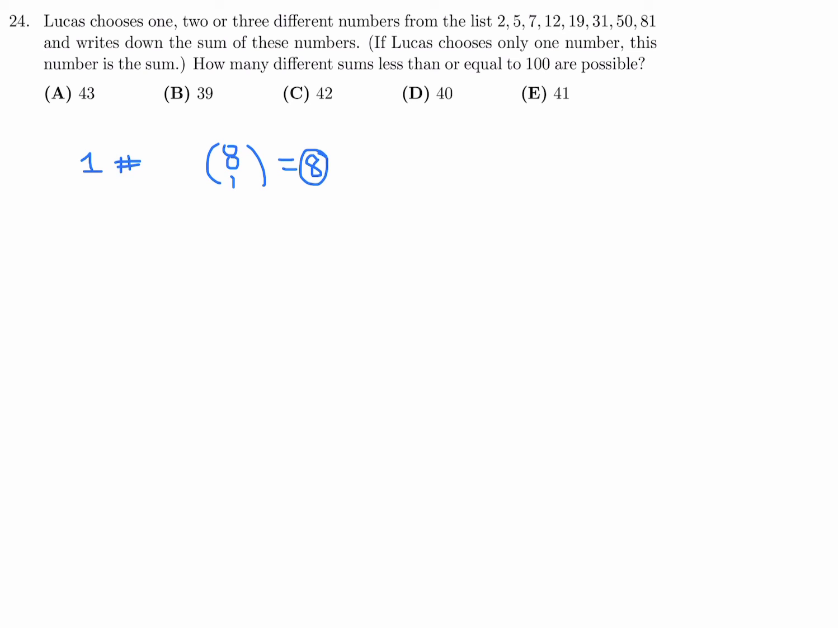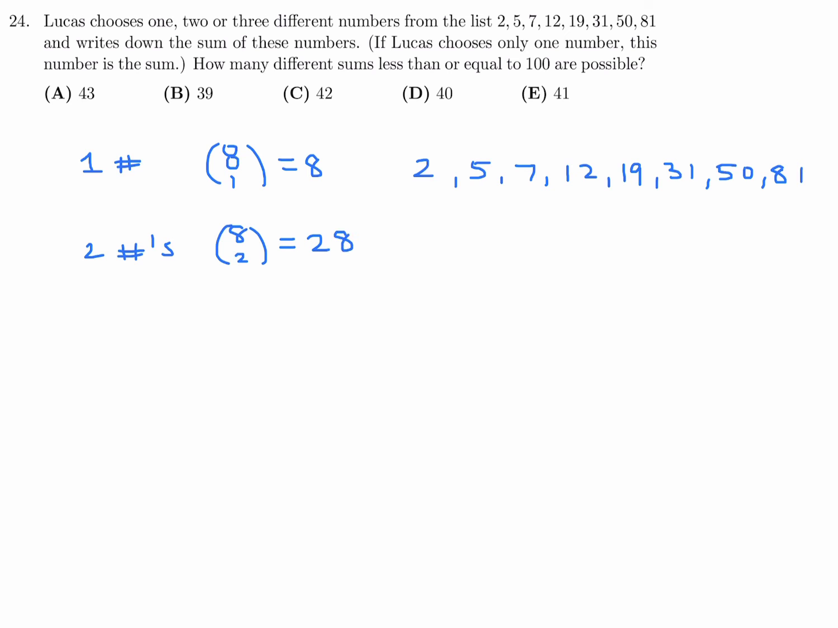So 8 is the start of the different sums, and the sums are right there. Those sums, of course, would be 2, 5, 7, 12, 19, 31, 50, and 81. Okay, that one is easy. What if you choose 2 numbers? Then from those 8, you have to choose 2. 8 choose 2 is 28. But we have to account for the fact that there could be some doubles, and there could be some that are greater than 100. We want less than or equal to 100.